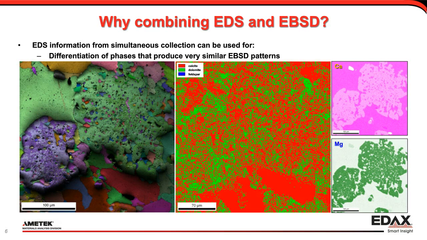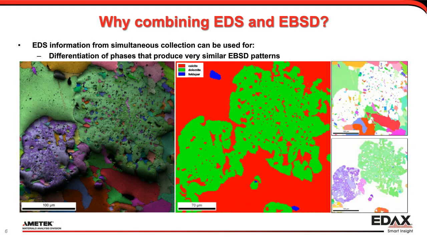When you now can use that information into the indexing process, you can teach the system when to use which structure file, and that can actually give you the proper phase assignment and good analysis. So here in the middle, we now see the reconstructed phase map, and on the right hand side, the top, you can see the calcite matrix, and at the bottom we have the IPF map of the dolomite phase.